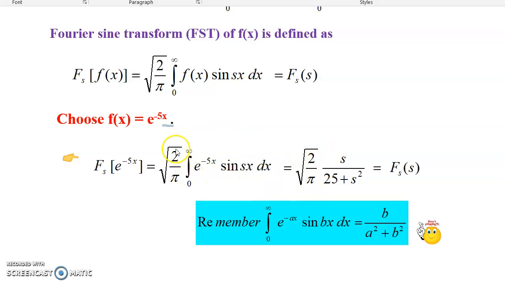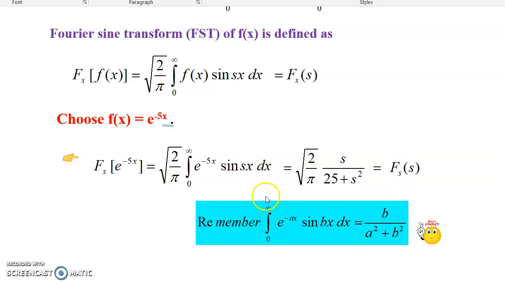Now again, for this integration you have to make use of the formula for the integral of e power minus ax into sine. Whenever you have exponential and sine, you have to make use of this formula. Comparing these two, in the place of a here you have 5, so a is going to be 5. And in the place of b here, you have s. So what should be the final answer?